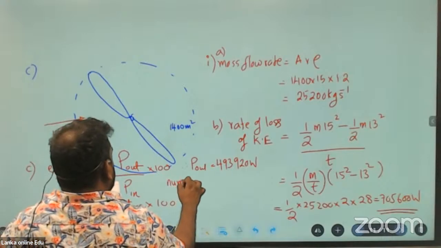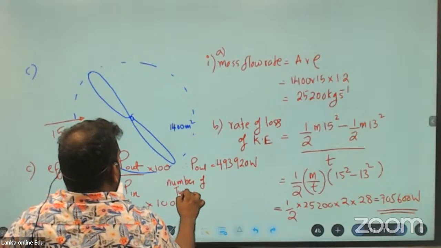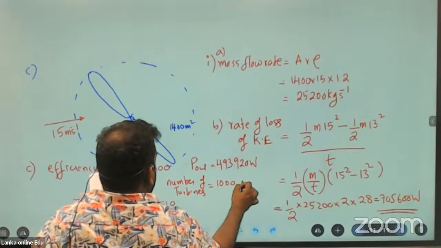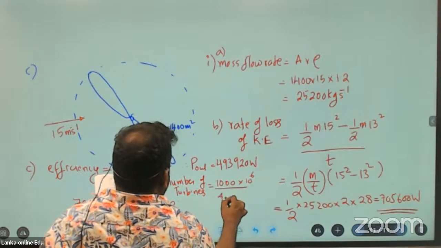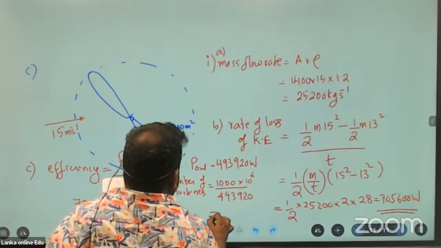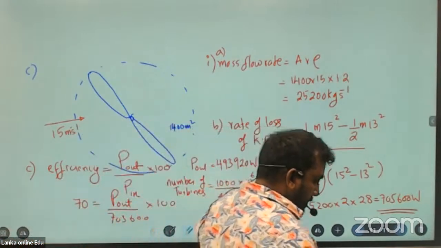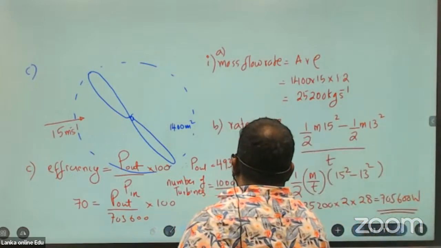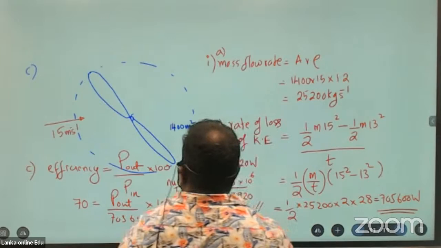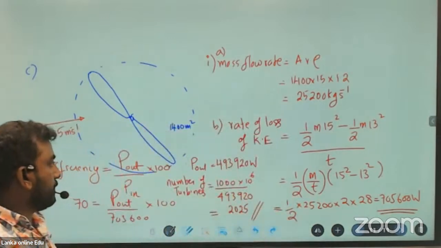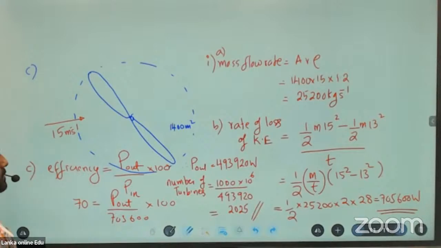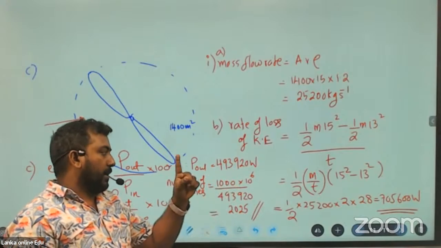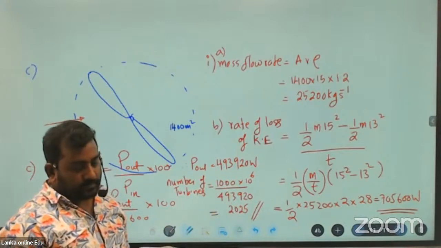Number of turbines will be 1000 megawatt, convert mega to watt, divided by 493,920 watt. How many turbines? To divide, you can find it. 2025 turbines. Easy, no? Required output divided by output of one turbine will give you the number of turbines.